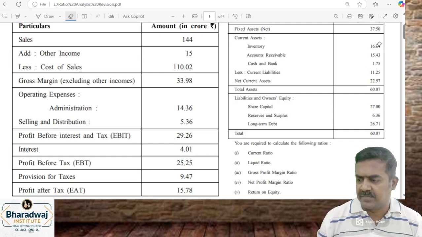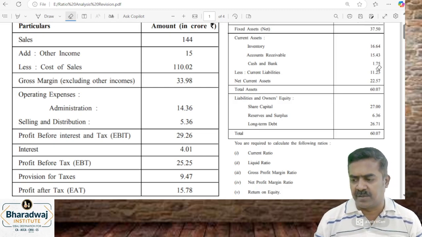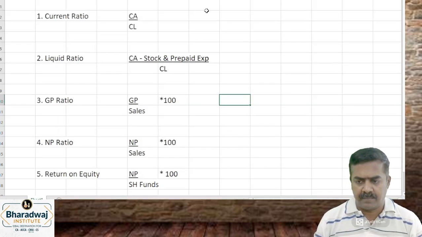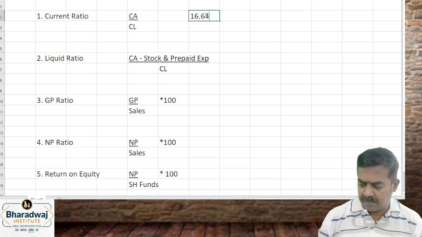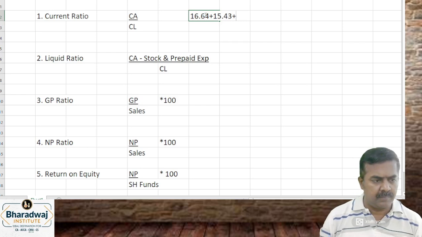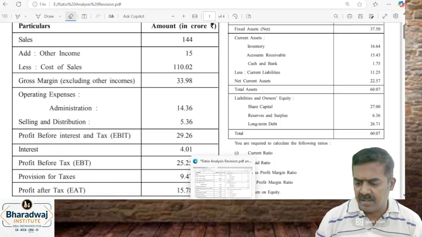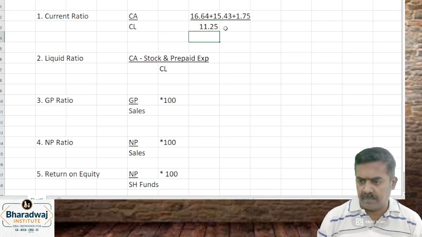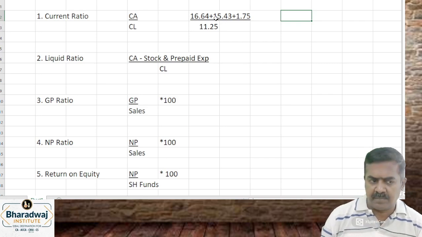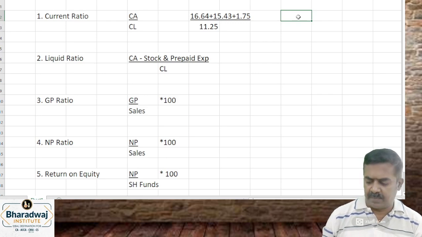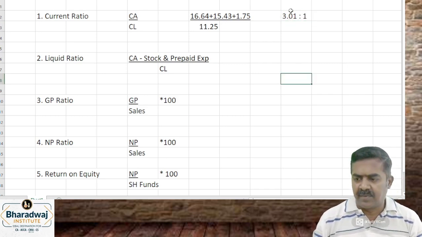Current assets are given: 16.64, 15.43, 1.75. Current liabilities we have directly given. What is the current liabilities? 11.25. It will give us a ratio. Any ratio. (3.0:1).